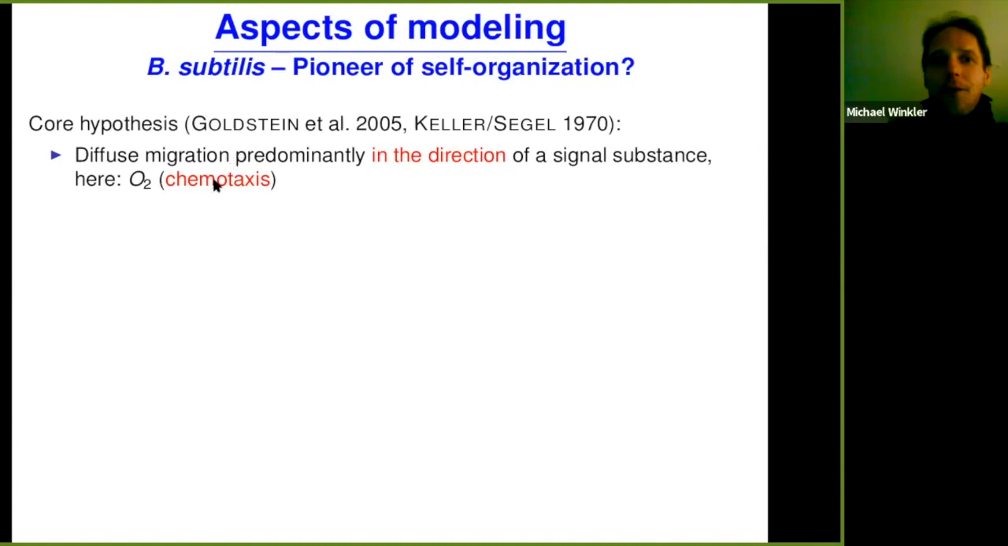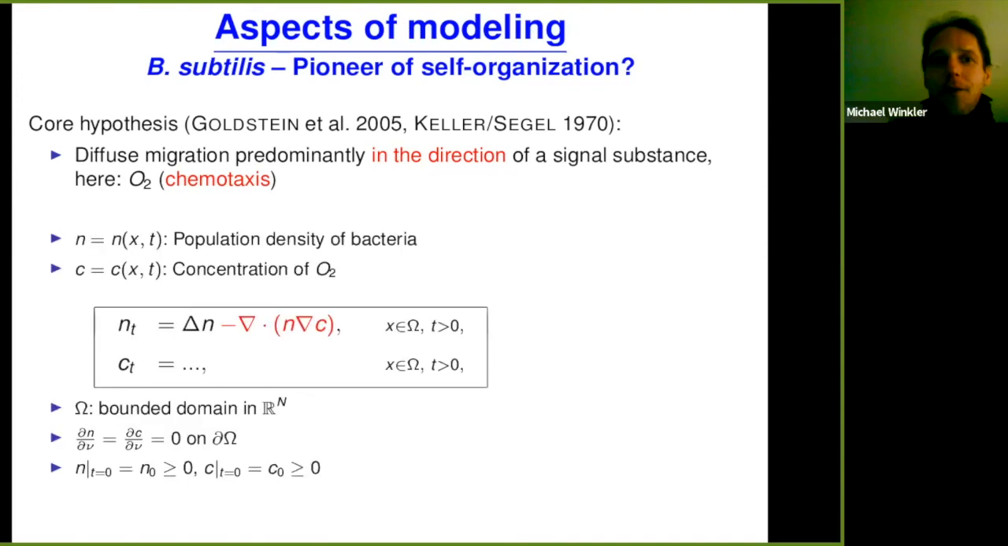Where chemotaxis enters is that these guys move, of course, they run around, but they move also, besides randomly, in the direction of the signal, in the direction of their nutrient, which is in this case oxygen. So they move toward nutrient, and so they try to move not too stupidly.